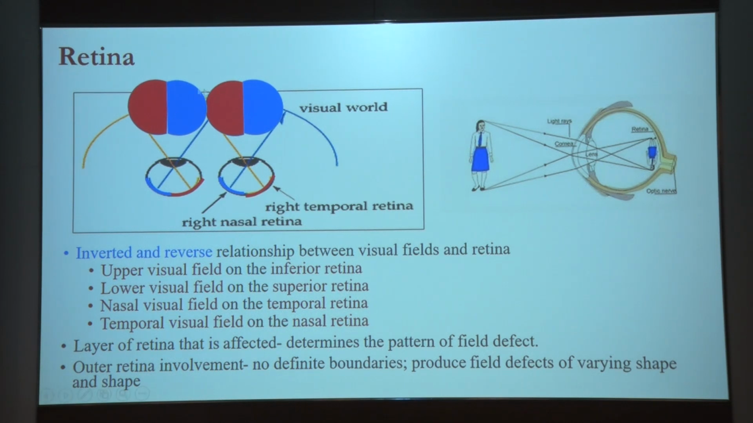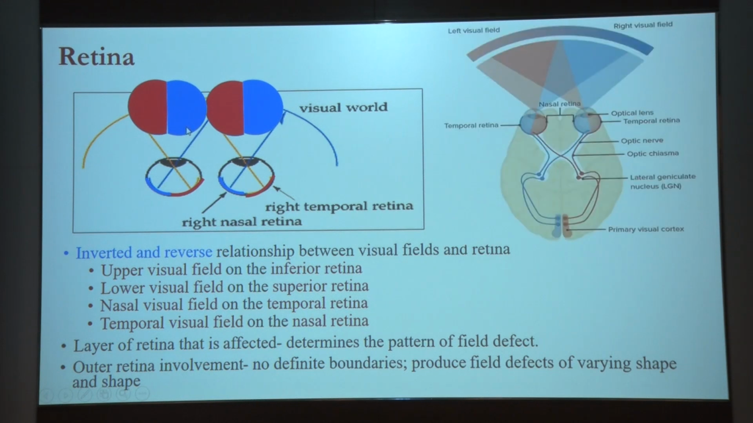But visual fields are not mutually exclusive as you see over here. Rather, they are overlapping. So you have a large overlapping central binocular visual field, and there is a peripheral rim of monocular visual fields. Now, what type of field defect will you get? Well, in the retina, it depends on which layer is affected. If your outer retinal layers are affected, there's no particular pattern to it. But if the inner retinal layer, that is the nerve fiber layer, is affected, then it is there that the patterns begin.